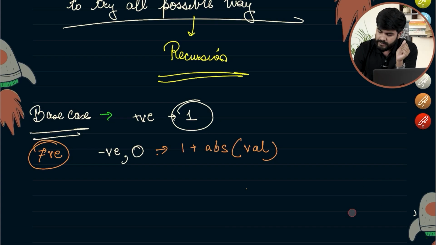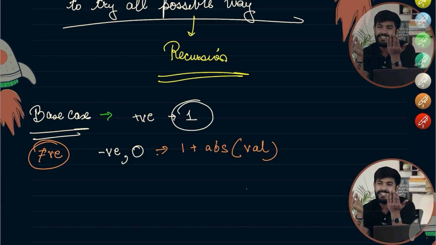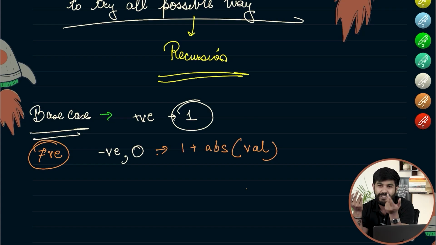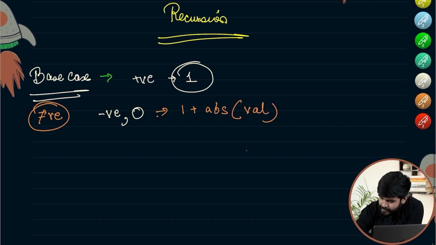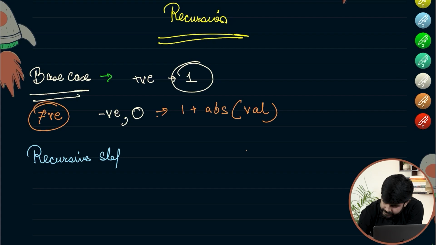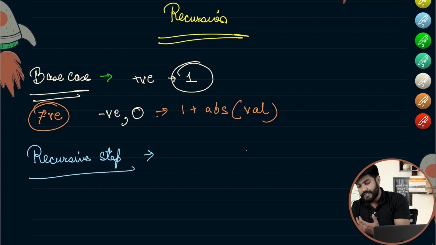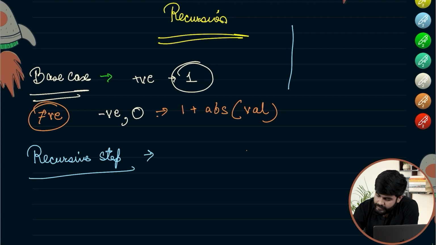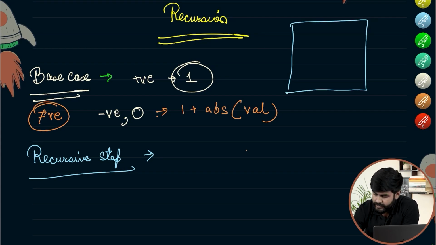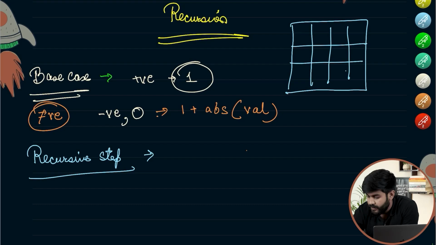When the base case is done, like what is recursion basically? Recursion is made up of 2 things only, recursive step and base case. So now let us try to sum up the recursive step. So recursive step, okay, so we have it here. Let's say this is a big grid or a 2D matrix, whatever you say. So let's say I'm standing here.